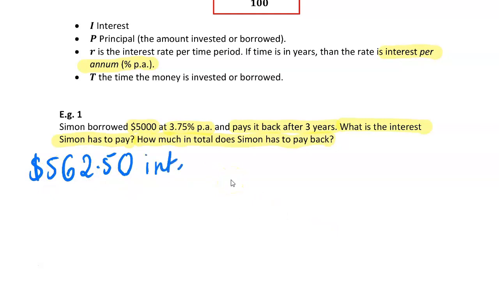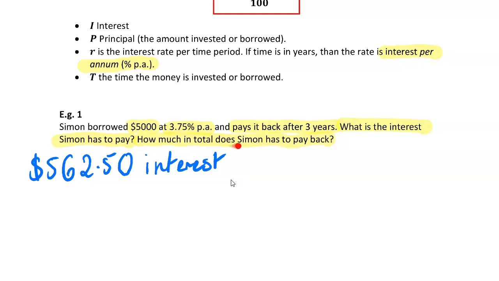Now please remember, when we are writing any money amount, it is to 2 decimal places. Okay, I know the calculator said 0.5. However, we know money. Okay, you know money. Does it go to 1 decimal place? No, it always goes to 2 decimal places. So you must always write money to 2 decimal places. So that is the interest that Simon has to pay.